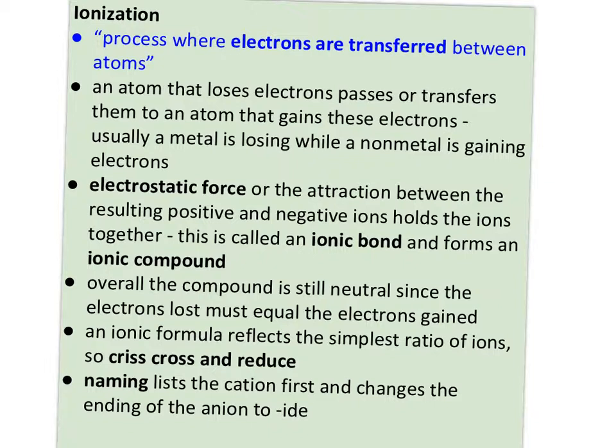So an ionic formula reflects the simplest ratio of ions that can make the electrons lost equal to the electrons gained. So the easy way I think of doing that is you just crisscross oxidation numbers and then reduce or simplify the ratio. And remember, naming always involves listing the cation first, and then when you list the anion, you change the ending to IDE, such as oxygen becoming oxide or nitrogen becoming nitride, etc.